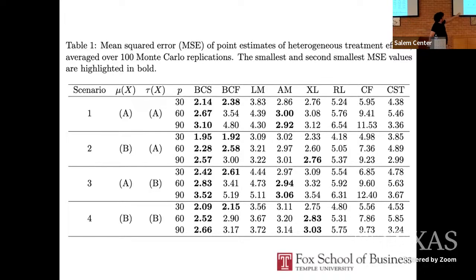The things that we compare with are Bayesian causal synthesis, Bayesian causal forest, linear model, additive model, X-learner, which turns out to be pretty good, R-learner, which I think is an extension of the causal forest stuff, which didn't work at all, causal forest, which didn't work at all, and then there's CST, called causal stacking, which is just picking multiple causal models and then doing leave-one-out cross validation.